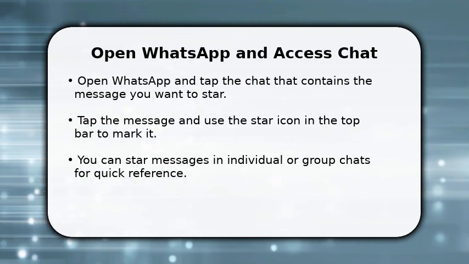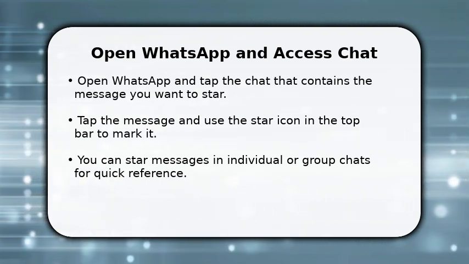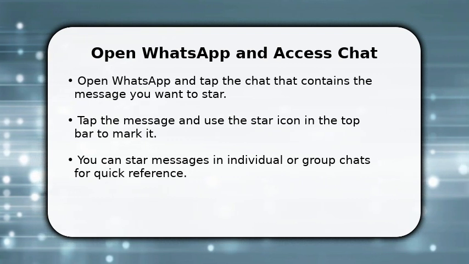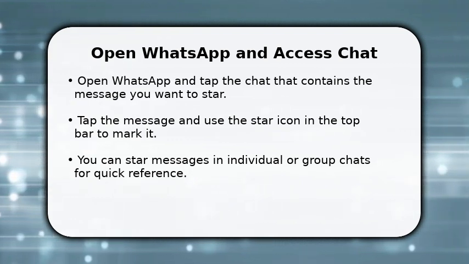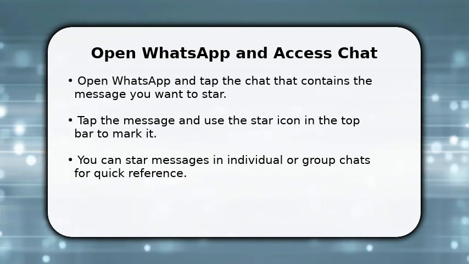Tap and hold the message until the action bar appears at the top of the screen. Use the star icon on the action bar to mark the message as starred. The app confirms the star visually and stores the message for quick access later.